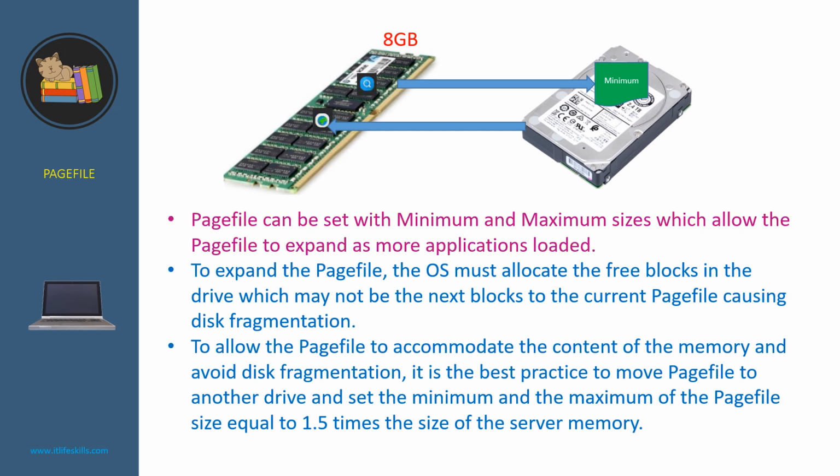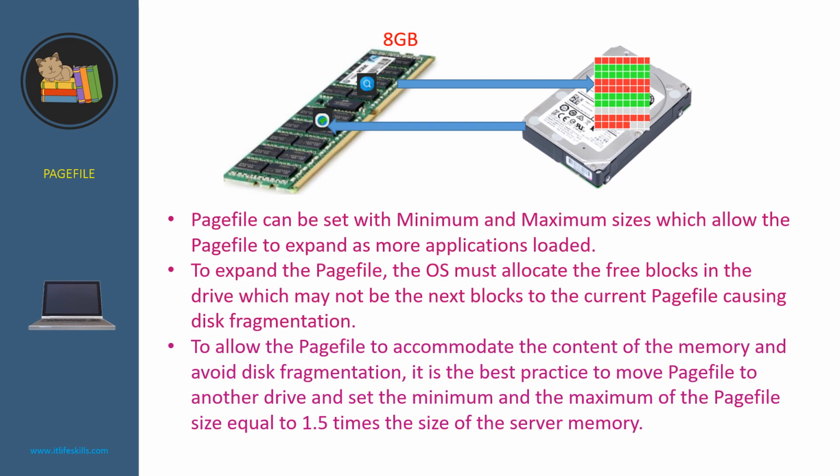Page file can be set with minimum and maximum size, which allow the page file to expand as more application loaded. To expand the page file, the OS must allocate the free blocks in the drive, which may not be the next blocks to the current page file, causing this fragmentation.